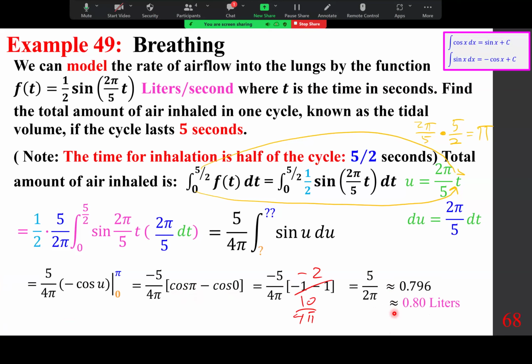And then if you want to go with the approximation, because this is an application case, so that's fine, 0.80 liters. And the units: the rate is liters per second, so this is liters, but it's an exact answer. You always show the exact answer to be on the safe side.